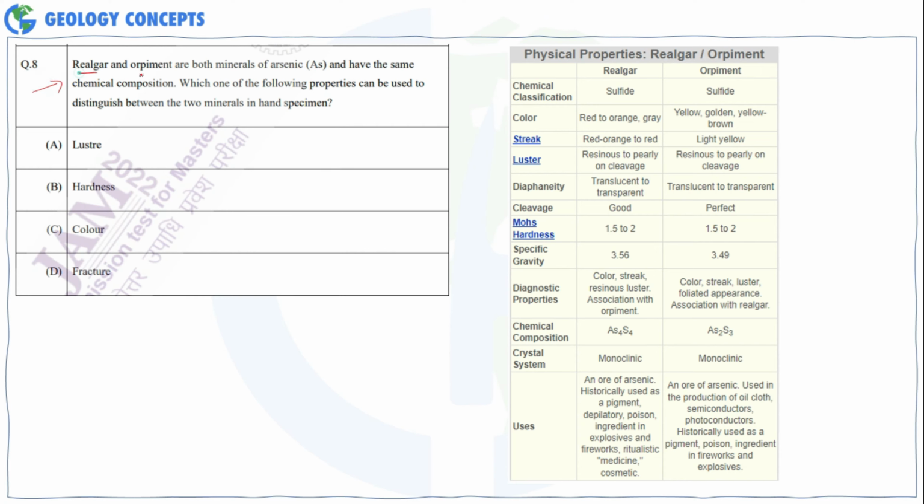Next is the difference between realgar and orpiment, both of which are minerals of the arsenic element. Few of the properties of these minerals are the same, but they can be clearly distinguished on the basis of color. As you can see here, realgar is reddish to orange, whereas orpiment is yellowish. You can see luster is the same, and even the hardness of these is the same, and the fracture is also the same, which is sectile. So the correct answer here will be C.